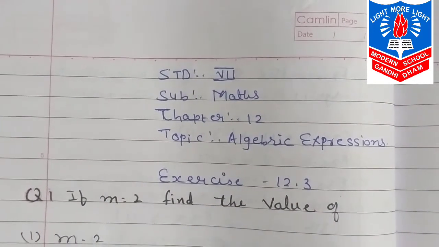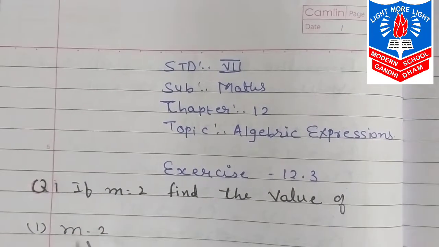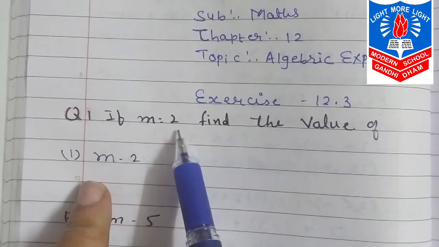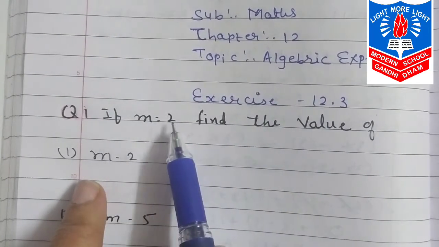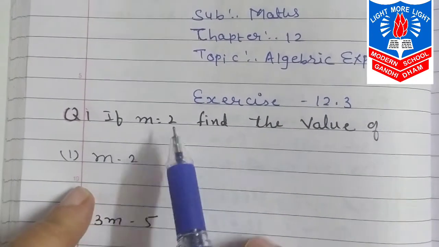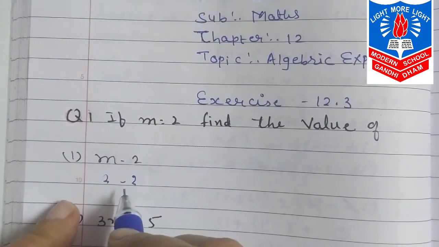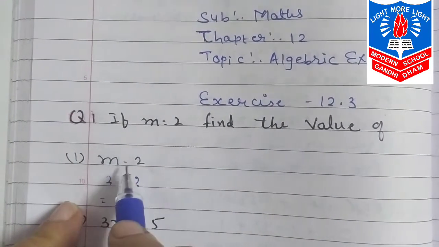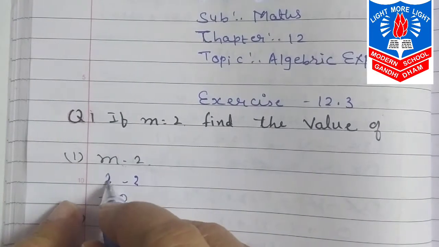Its first question is, if m is equal to 2, find the value of the first expression given here, m minus 2. Here the value of m is equal to 2. So I keep the value of m in place of m. m की जगह पे हम उसकी वैल्यू रख देंगे. So solution, keep here 2 minus 2. 2 minus 2 is equal to 0. So the value of m minus m, if m is equal to 2, is 0.